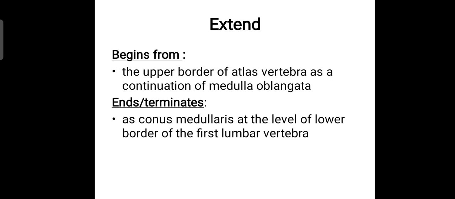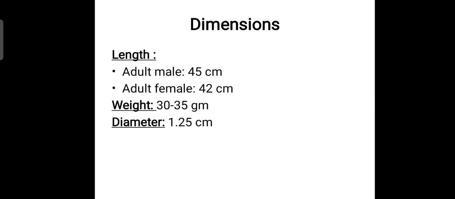So that is the beginning point of the spinal cord, and the spinal cord extends downwards and finally terminates as a conical projection, the conus medullaris, which forms at the level of the lower border of the first lumbar vertebra. So it extends from the upper border of the atlas vertebra to the lower border of the first lumbar vertebra, and the termination point is conical in shape, and that is called the conus medullaris. I think that is clear for you.